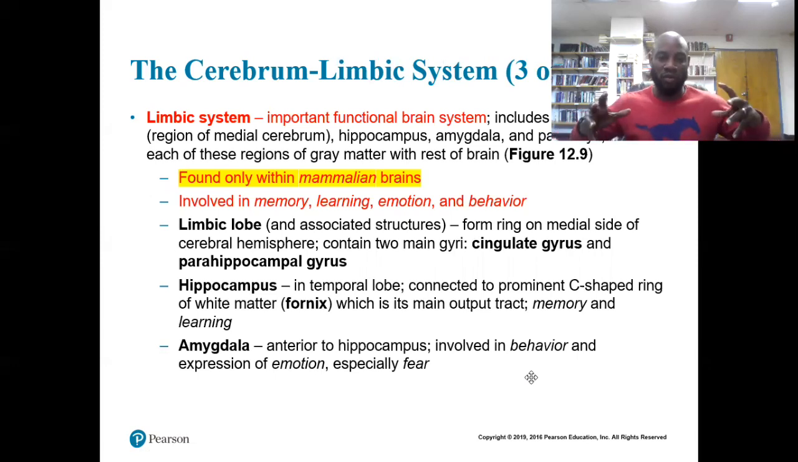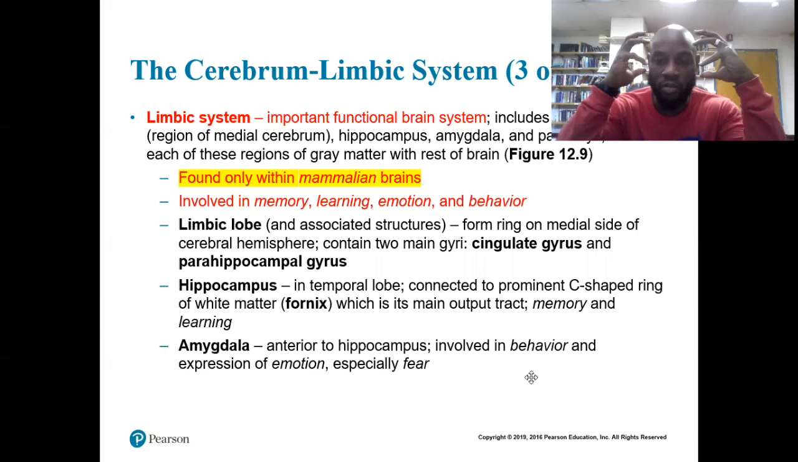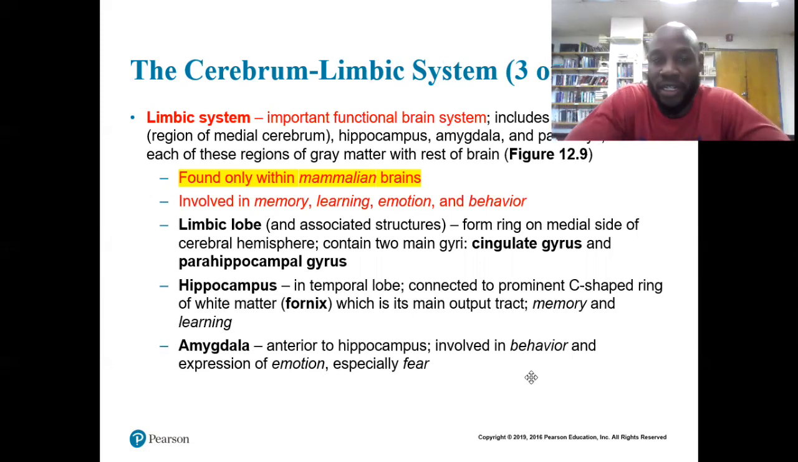We have things like memory. We can learn how to stop, drop, and roll. We can learn how to respond when something's on fire, all because of the way our brains work. So the limbic system is just the ability of our brain to communicate with other parts of the brain.